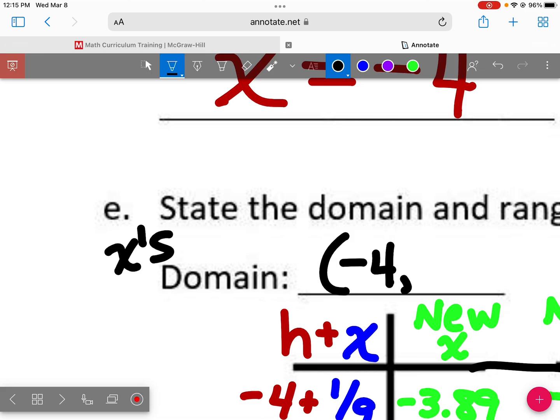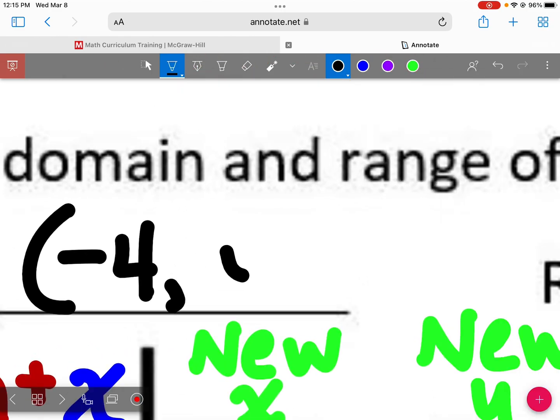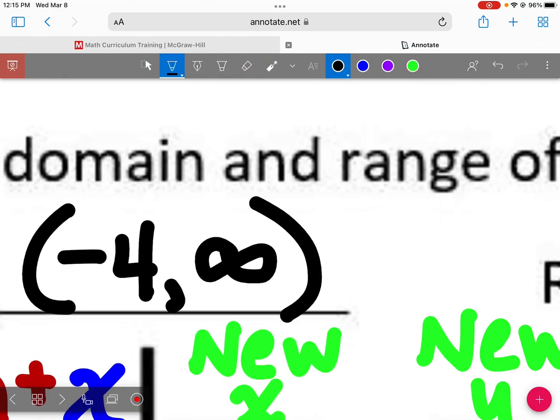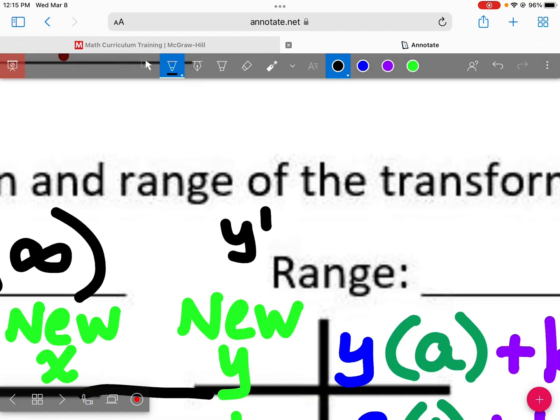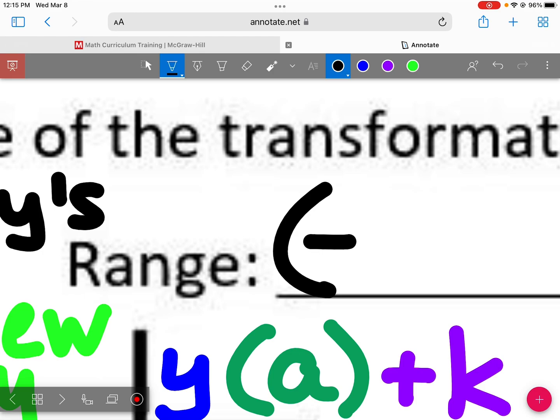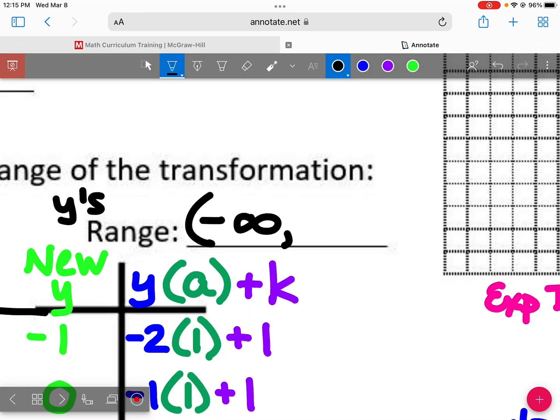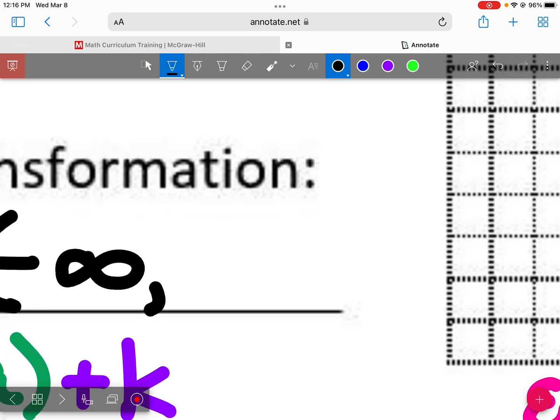What's the farthest to the right I can go? Forever. Infinity. What's the lowest this ever goes? Forever. So negative infinity on my range. That's telling me about my y's. Is there any kind of barrier on the top that would stop it? Nope. So infinity.